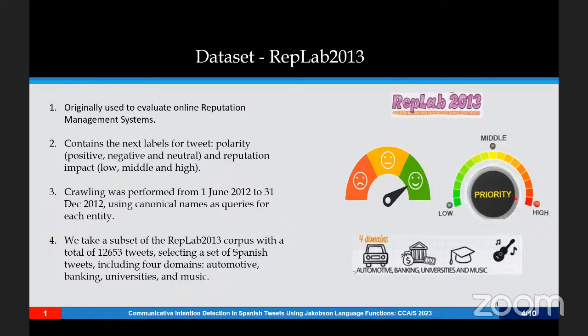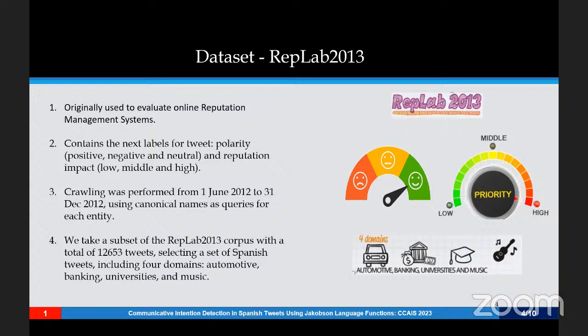Okay, the corpus we selected for carrying out the labeling of intentions, considering the practical motivations, was RepLab 2013, which has the following features. Originally, it was used to evaluate online reputation management systems. In second place, it contains the following labels for each tweet: polarity, with values positive, negative, and neutral, and reputation impact with labels low, middle, and high.